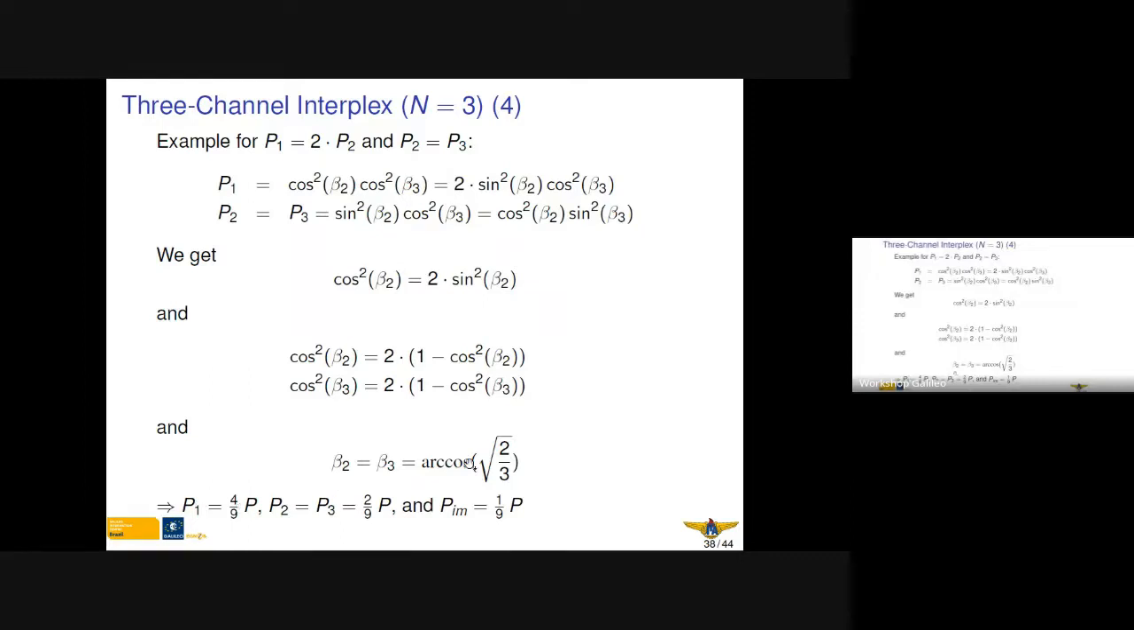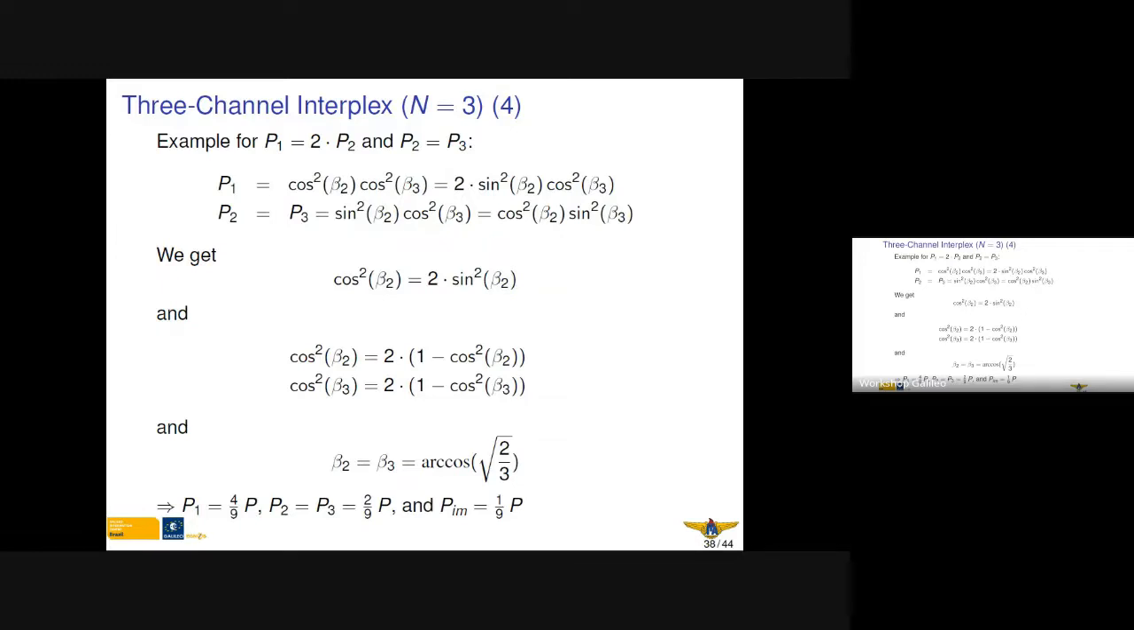We can now calculate how much power is distributed to each of the signals. Signal 1 has 4/9 of the power. Signals 2 and 3 each have 2/9. So signal 1 has double the power of signals 2 and 3. But we also have to spend 1/9 of the total power on the intermodulation product.